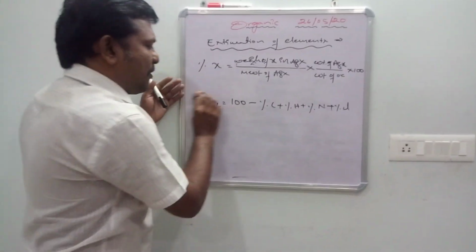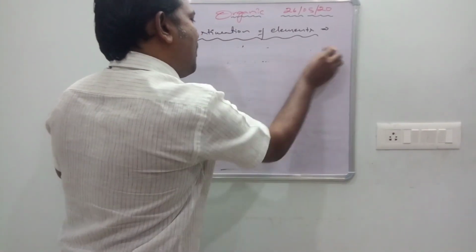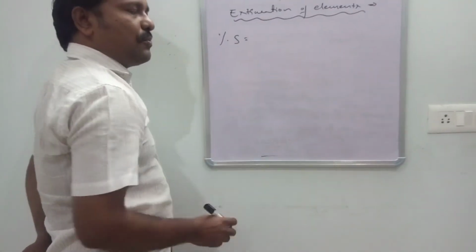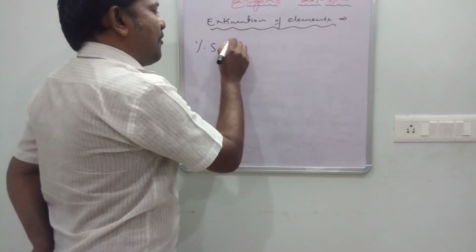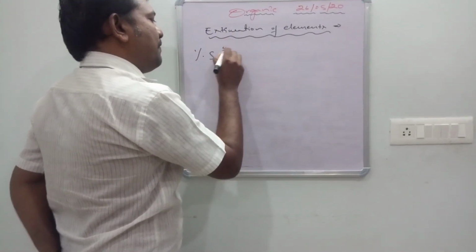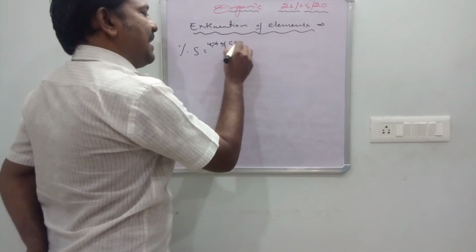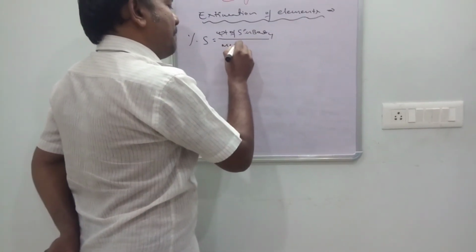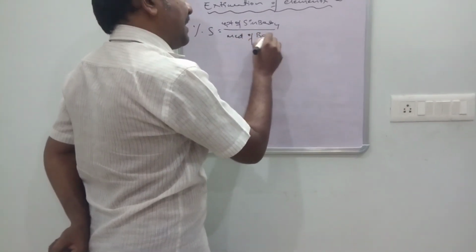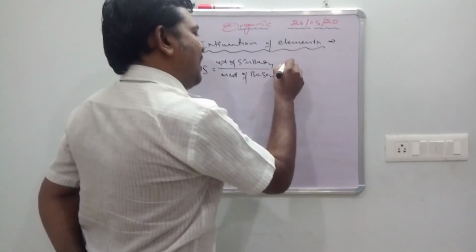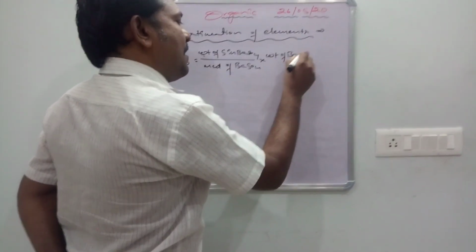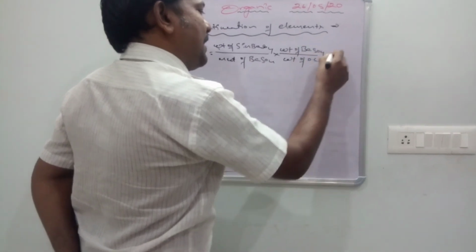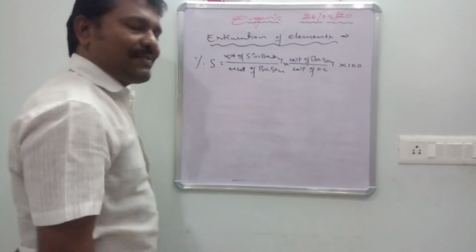And one more important formula, percentage of sulfur is equal to weight of sulfur in barium sulfate by molecular weight of barium sulfate into weight of barium sulfate by weight of organic compound into 100. That is percentage of sulfur.